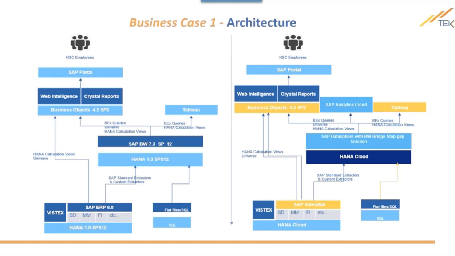This is a sample architecture, before and after. From the SAP ERP we used to have HANA BW 7.3 and traditional BobJ reports. Now we converted everything into DataSphere. We also upgraded BobJ to 4.3, connected to DataSphere using the HANA database connections, and also introduced SAC as a new reporting solution. And the existing reports out of Tableau and Power BI still stayed there.